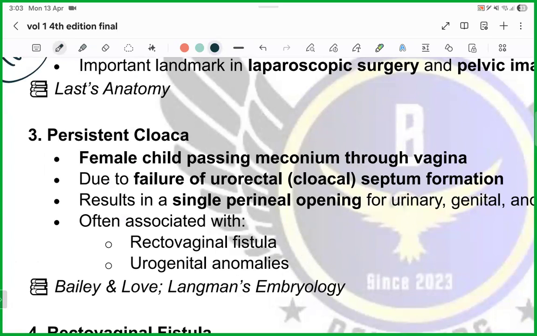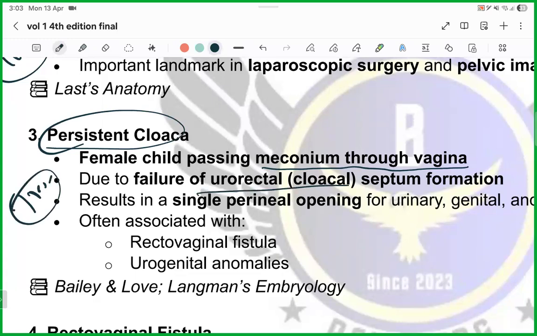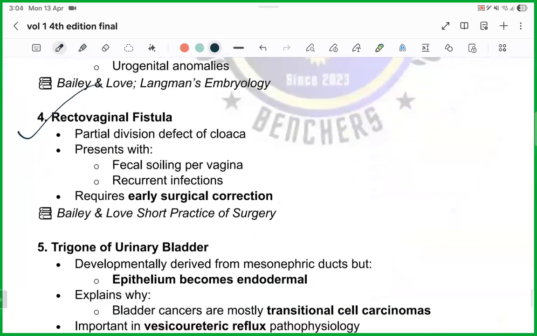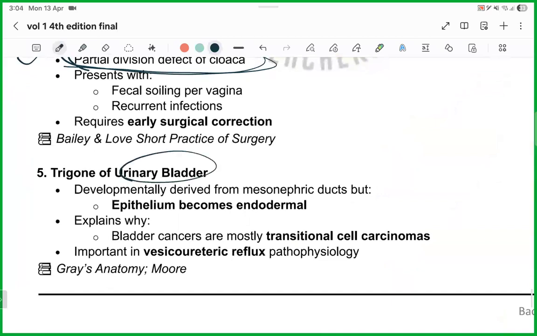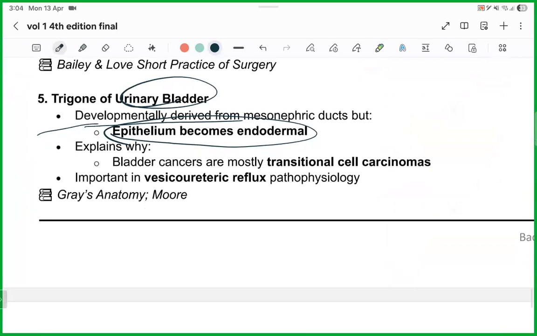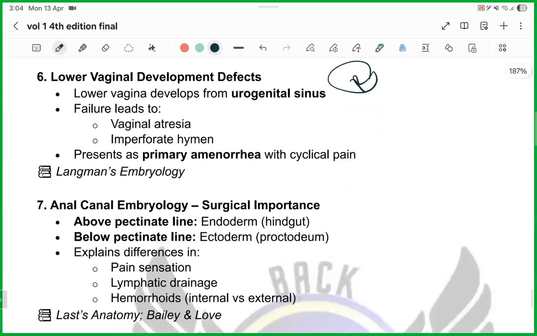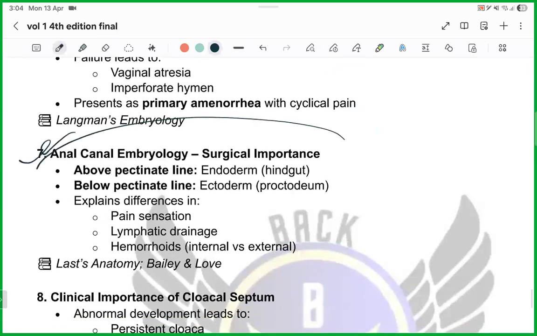Persistent cloaca: a female child passing meconium through the vagina. So remember these things, 100% important. Rectovaginal fistula, very simple, you just remember the cause. Trigone of urinary bladder, epithelium development, just remember the development. Okay, not important. Bladder cancer is mostly transitional cell carcinoma because the name is transitional cell. That's it. Others, reading.